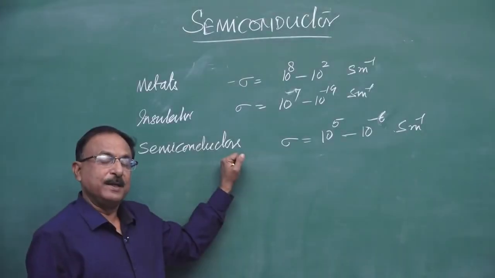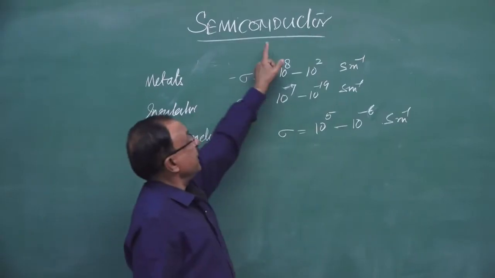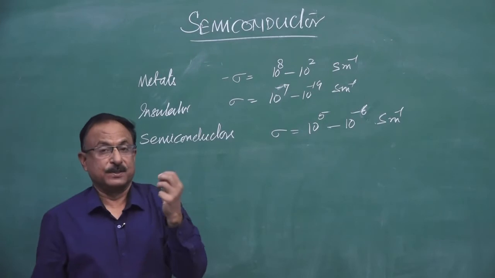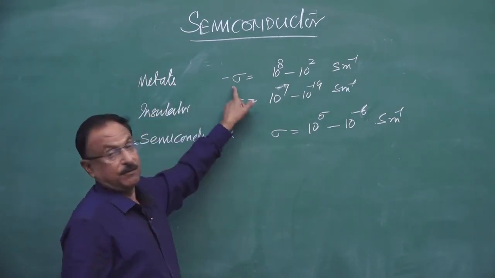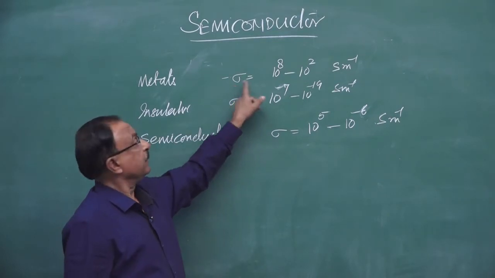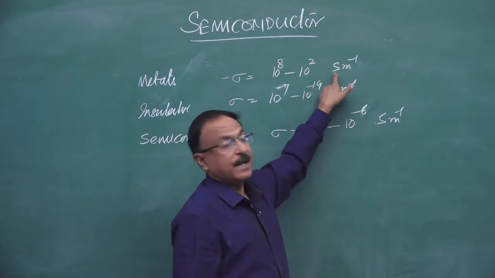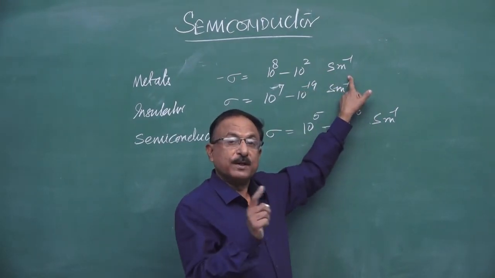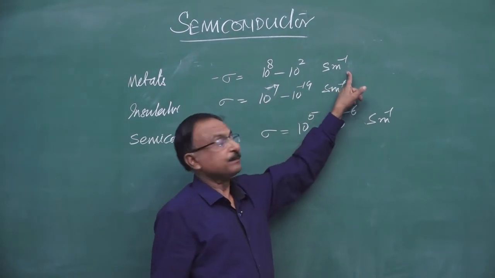Now we'll be taking up another unit, that is semiconductors. Semiconductors are a different class of substance. We are familiar with metals, which are very good conductors. Their conductivity lies between 10⁸ to 10⁻²⁰ Siemens per meter. Siemens is the unit for the reciprocal of the ohm, so we say Siemens per meter.